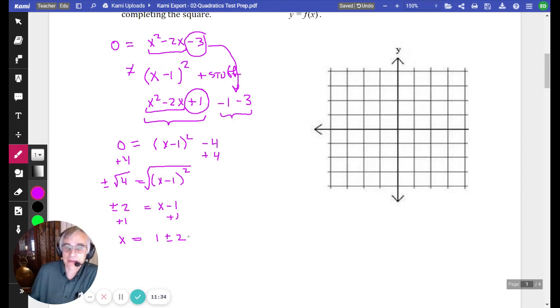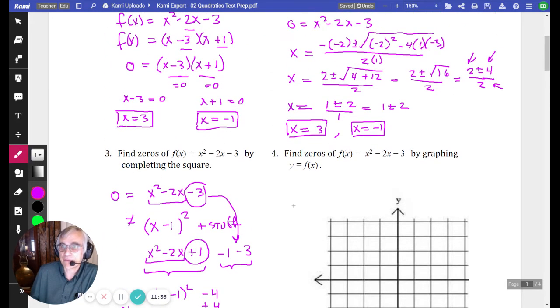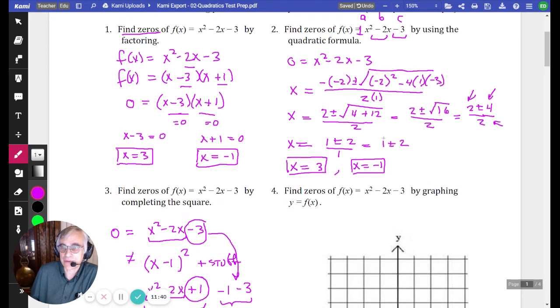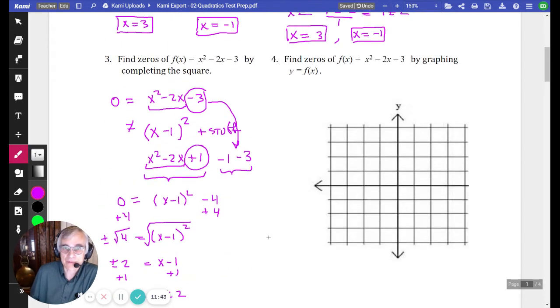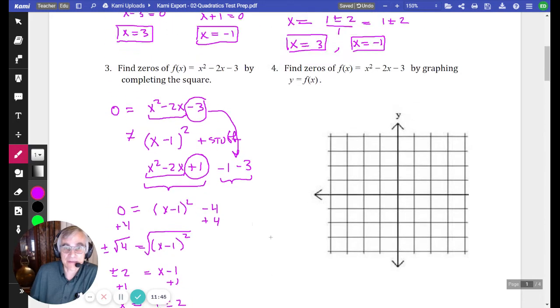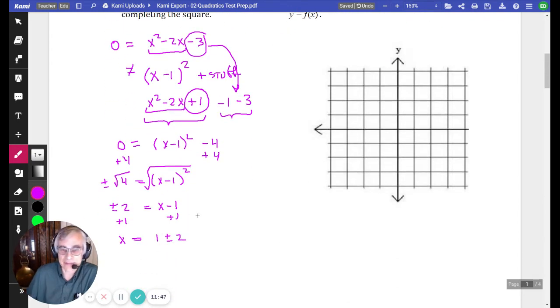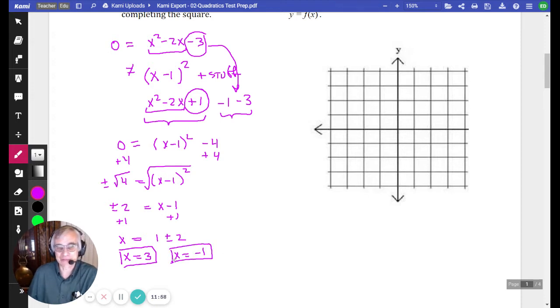And I think we'll see up above, that's exactly what I ended up with after using the quadratic formula. So I'm getting basically the same answers, just exactly what I hope to see. So x equals 3 is one solution, and x equals negative 1, or 1 minus 2, is the second solution.